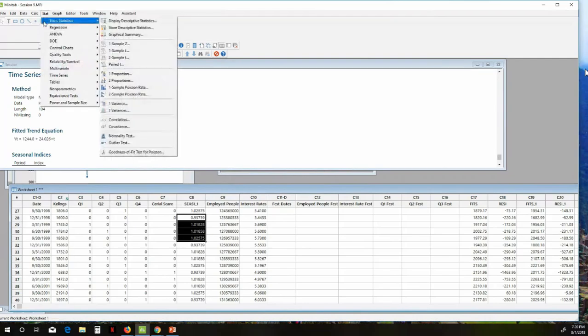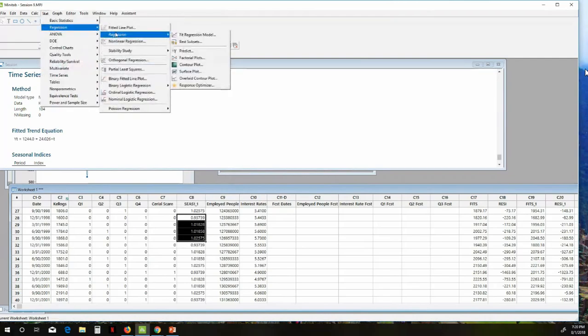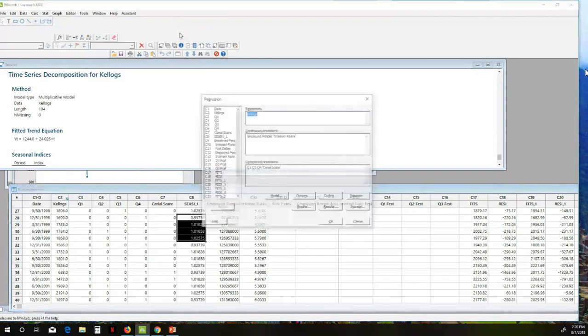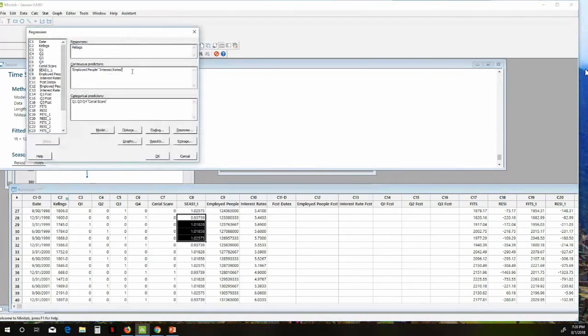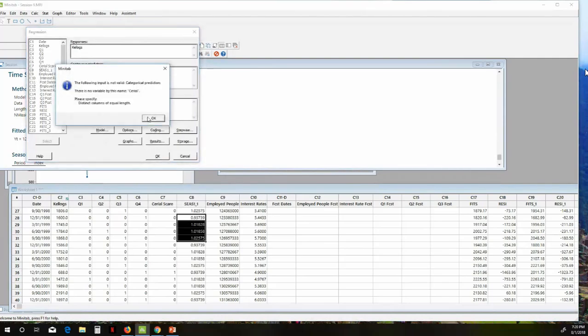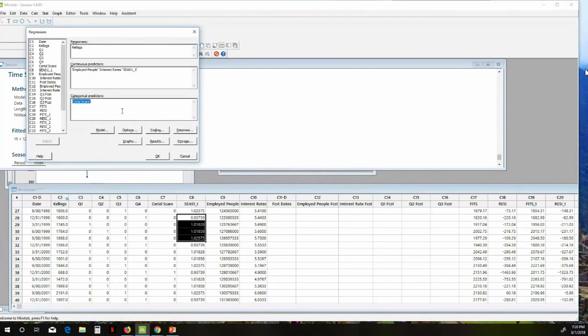So this goes in regression. What I'm doing is borrowing the seasonal index from decomposition, and I'm going to put that seasonal index right up here with the continuous variables, Seasonals 1. And then I'm going to take out these categorical variables and just use the serial scare. Let's see, serial scare.